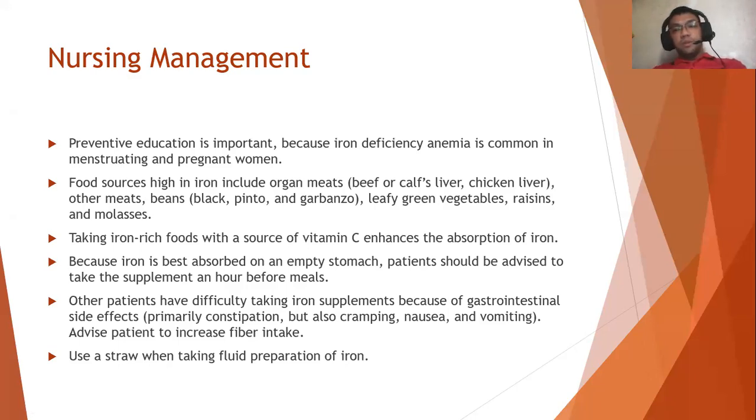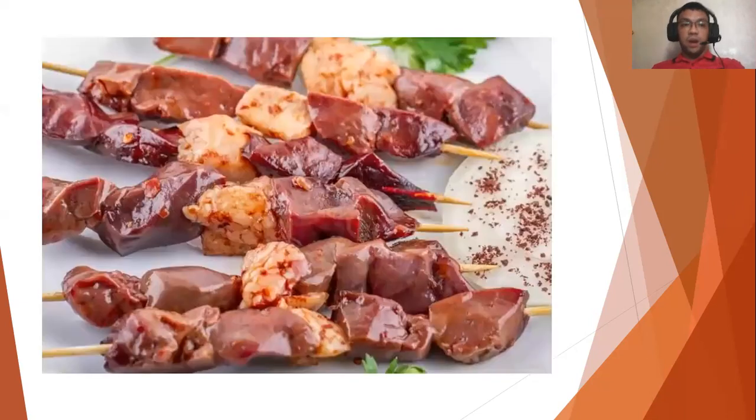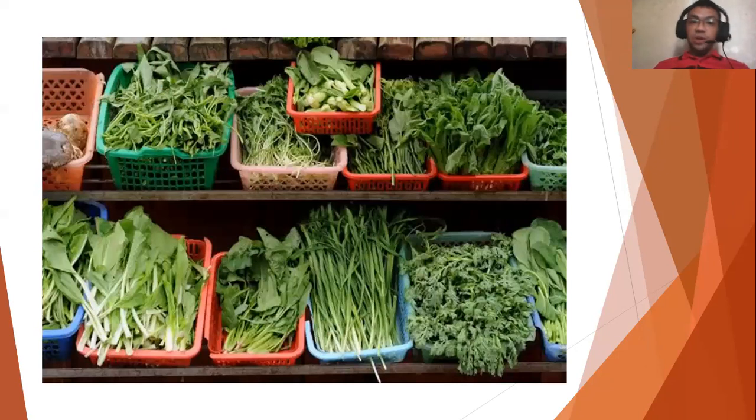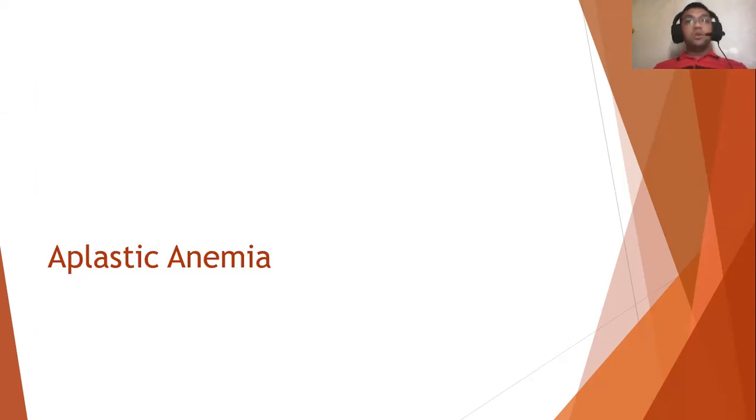And some patients may have difficulties taking iron supplements because of its GI side effects, such as constipation, that's primary, also cramping or nausea and vomiting. So we are going to advise patients to increase their fiber intake. And like what I've mentioned, use a straw when taking fluid iron preparations. So these are organ meats, green leafy vegetables. We should advise patients to eat those types of foods.